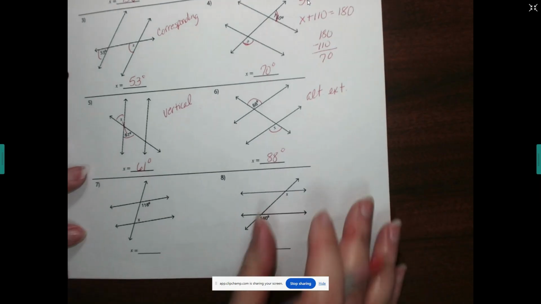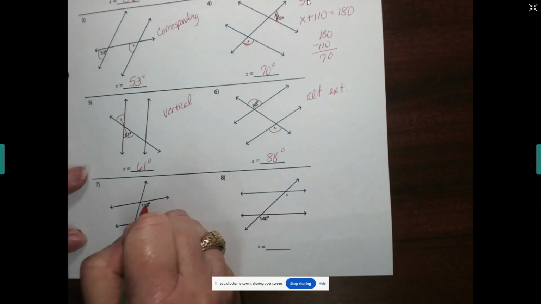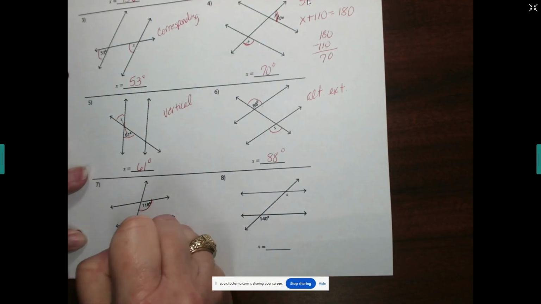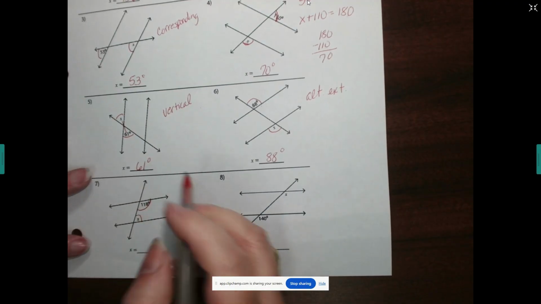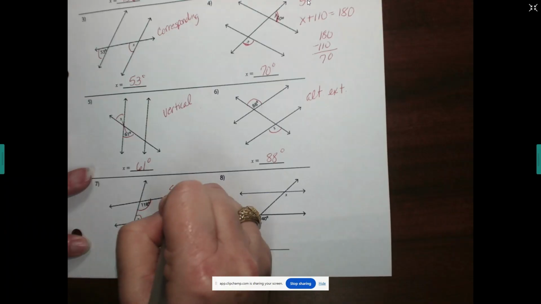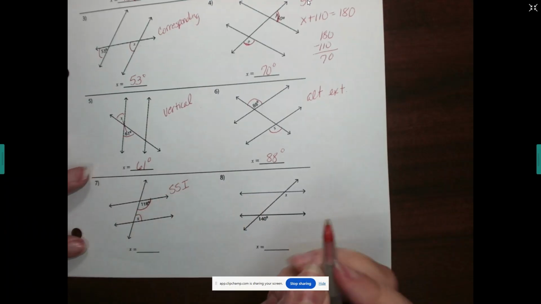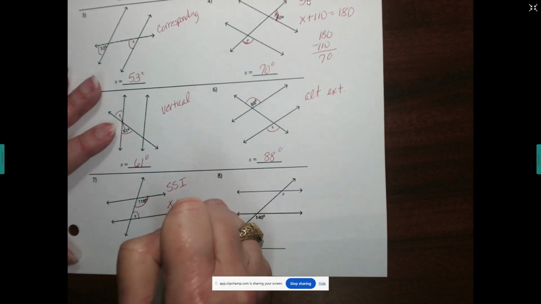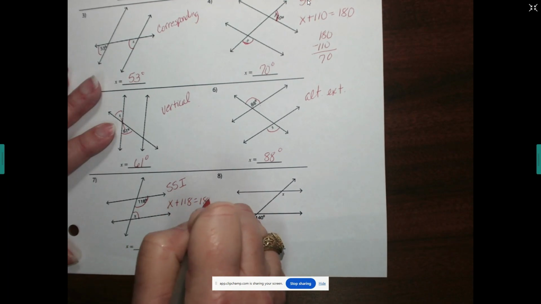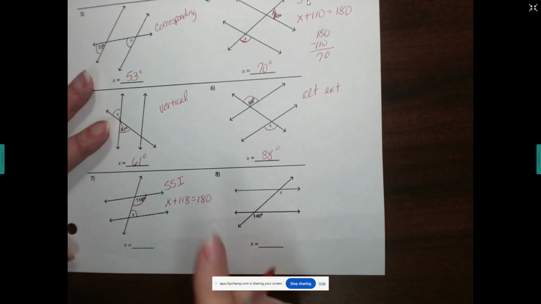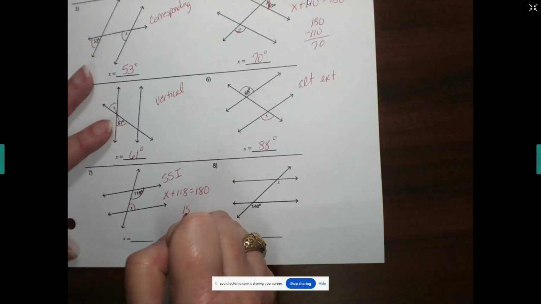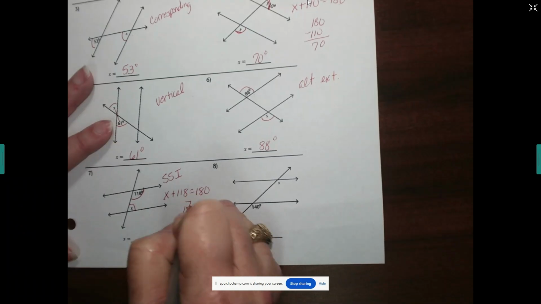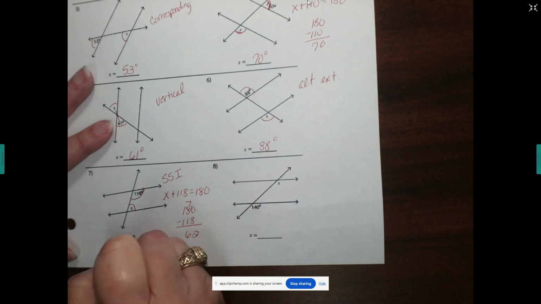All right, and then for number 7, very clearly I see this is an obtuse angle and this is an acute angle. So they're not the same. These are same side interior angles, which add up to 180 degrees. So x plus 118 has to equal 180 degrees. So to solve it, again, we just subtract from 118. 62 degrees.